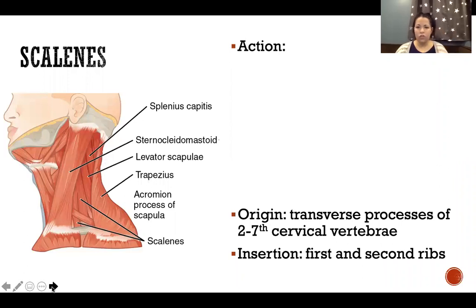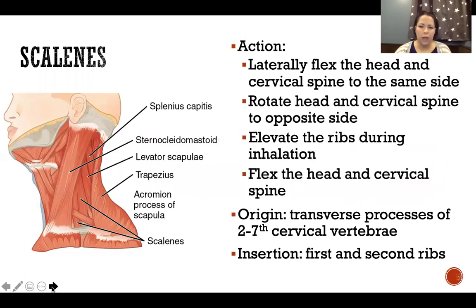A scalene triangle, if you think back to geometry, is a triangle with three unequal sides. So that's where it gets its name. It's a group of muscles, it's three muscles that are of unequal length. So if you can remember that, hopefully it will help you remember that it has three muscles like a triangle, three sides.